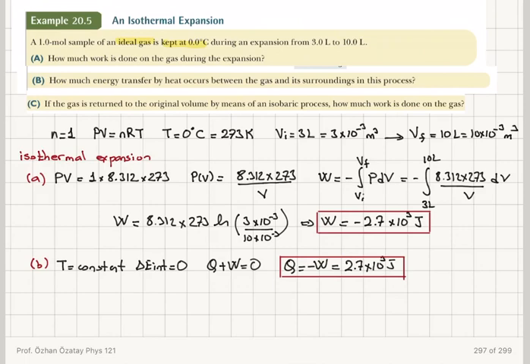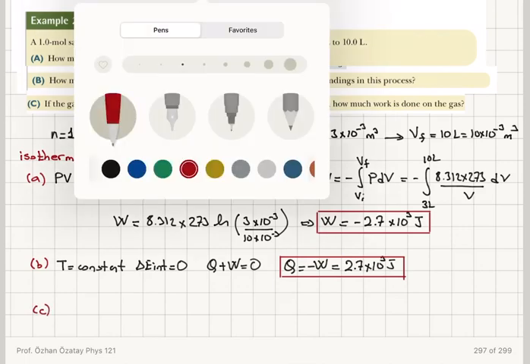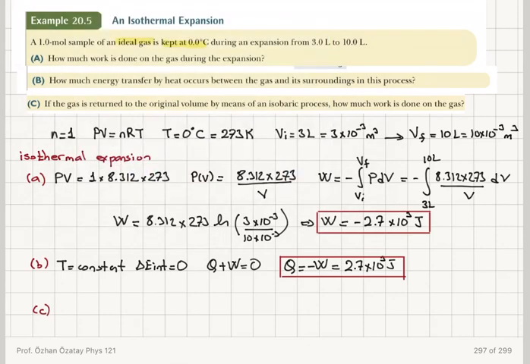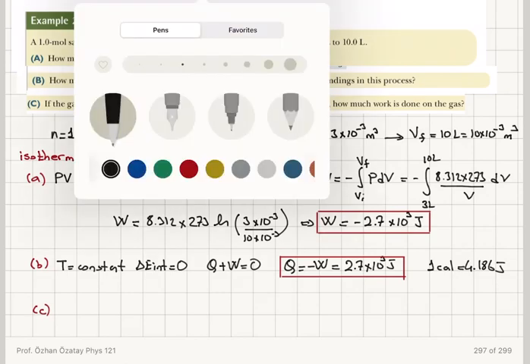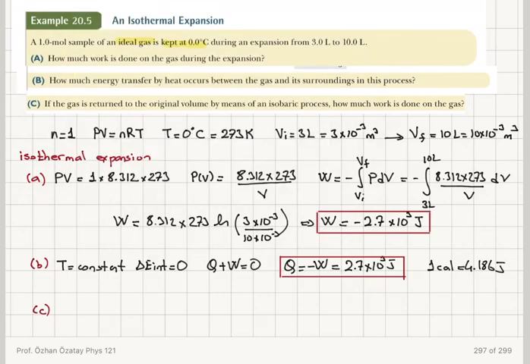And now in part C of the problem, if you want to convert this to calories, remember 1 calorie is 4.186 joules. So how many calories of heat? If the gas is returned to its original volume by means of an isobaric process, how much work is done on the gas? Now the process has changed. I have an isobaric process.